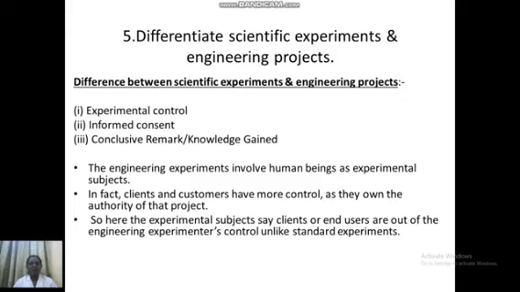Fifth question: differentiate scientific experiments and engineering projects. The differences between scientific experiments and engineering projects are experimental control, informed consent, and knowledge gained. Engineering experiments involve human beings as experimental subjects. In fact, clients and customers have more control as they own the authority of that power. So here the experimental subjects, say clients or end users, are out of the engineering experimenter's control, unlike standard experiments.